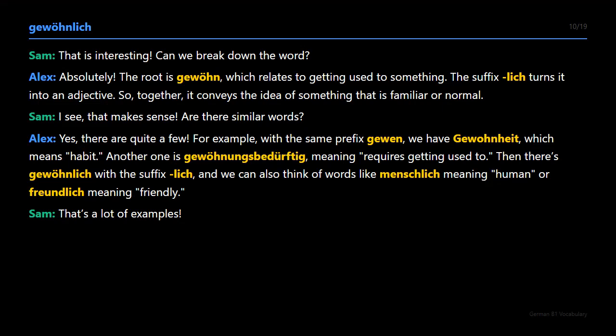Are there similar words? Yes, there are quite a few. For example, with the same prefix, we have Gewohnheit, which means habit. Another one is gewöhnungsbedürftig, meaning requires getting used to. Then there's gewöhnlich with the suffix lich, and we can also think of words like menschlich, meaning human, or freundlich, meaning friendly. That's a lot of examples.